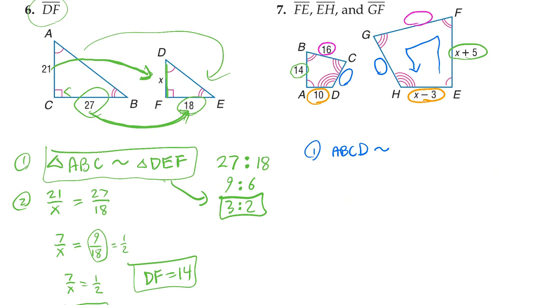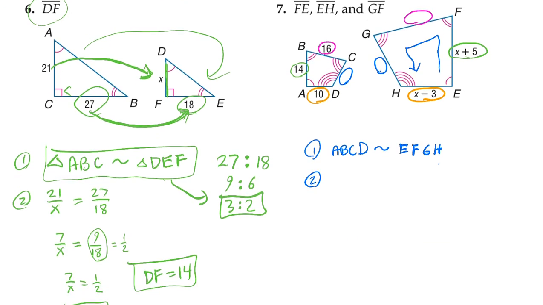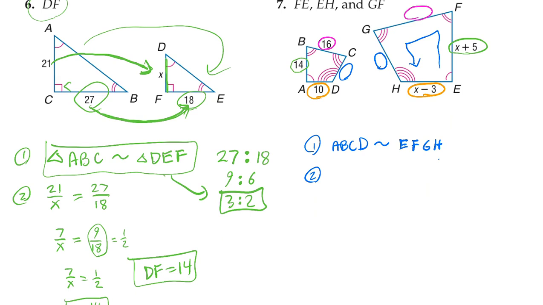So let's make sure I'm not going off the page here. That would be E to F to G to H. All right, so the second thing then is they want us to find x. Okay, so we need to set up some ratio here.